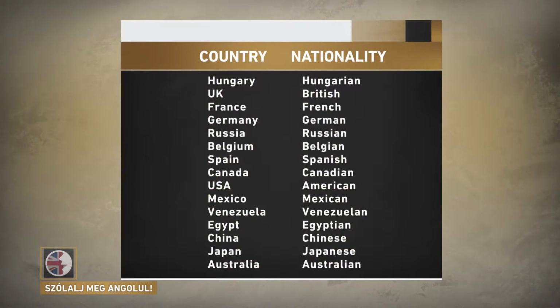Okay, now let's look at the table below and listen to the countries and the nationalities. Hungary, Hungarian. The UK, British. France, French. Germany, German. Russia, Russian. Belgium, Belgian. Spain, Spanish. Canada, Canadian. The USA, American. Mexico, Mexican. Venezuela, Venezuelan. Egypt, Egyptian. China, Chinese. Japan, Japanese. Australia, Australian. Now, we know different countries and different nationalities.